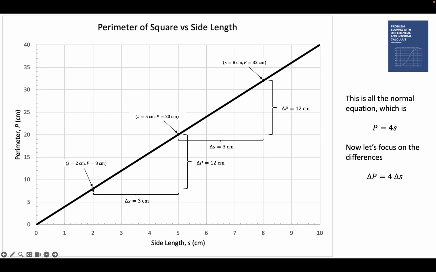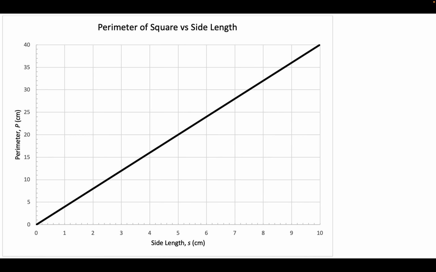Here we have a square of 2 centimeters side length. Here it's 5, the difference is 3. The perimeter here is 20, the perimeter here is 8. The difference in the perimeter is again 12. Delta p is 4 delta s. Now let's think about the slope of the line. The slope gives us the relationship between the changes. The slope is the rise over the run.